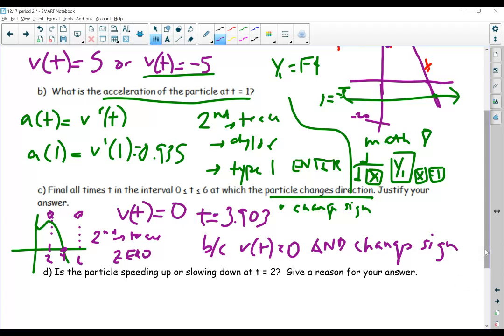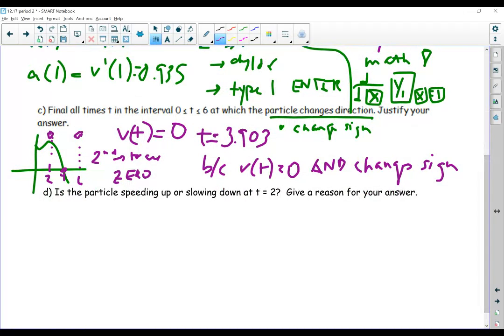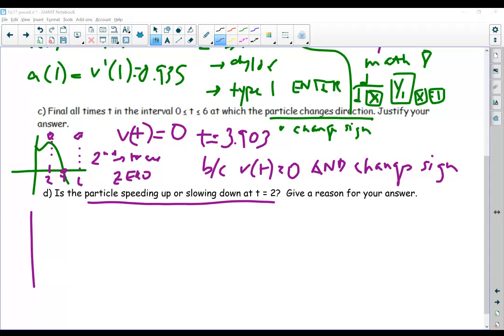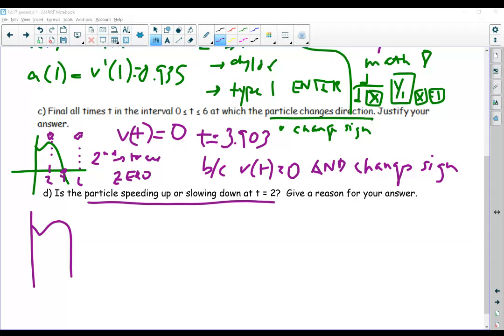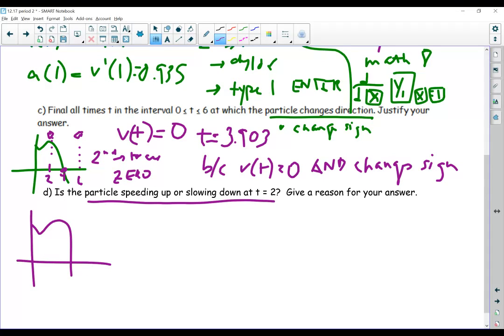Now, is the particle speeding up or slowing down at t equals 2? This is the question that most students miss, so we're going to go ahead and find it and get it right. If I'm trying to figure out if the particle is speeding up or slowing down at 2, I need to figure out what the acceleration at 2 is, and what the velocity at 2 is, and do they have the same sign?